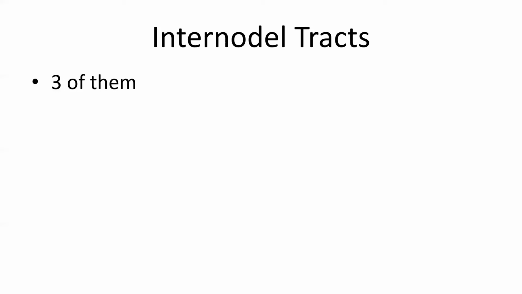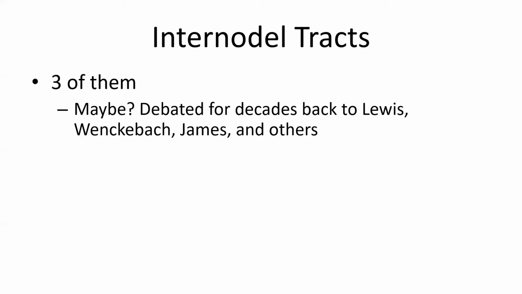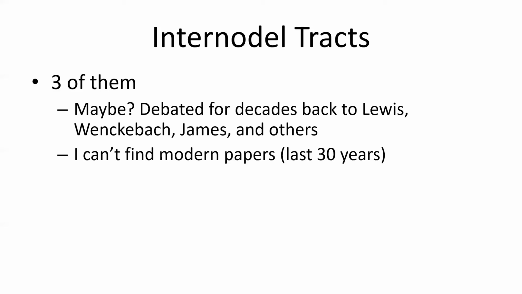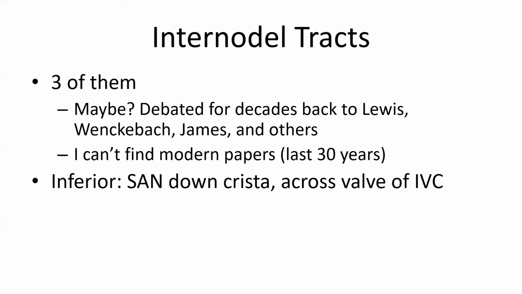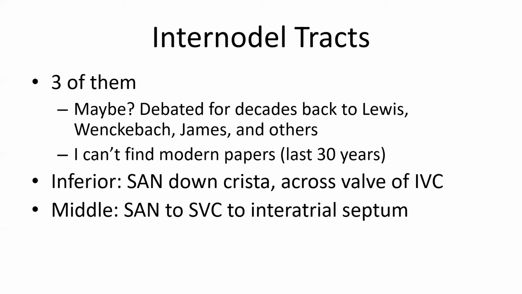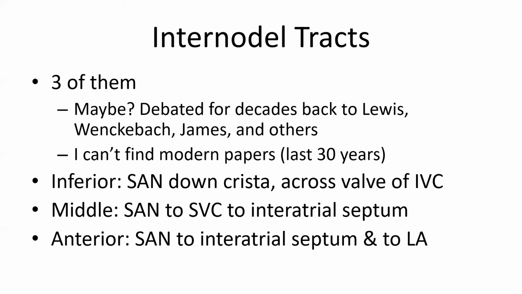So connecting the sinus node to the AV node are the internodal tracts. Well, maybe. This has been debated for a very long time with some heavy hitters weighing in. The problem is I can't find any modern papers describing either the support or refutation of the existence of these tracts. So I just have to leave it at that. But I will say that classically the inferior tract is described as projecting from the sinus node down the crista, which actually sounds like this paranodal area that was just recently discovered. The middle goes across the SVC to the intra-atrial septum, and the anterior crosses over to the left atrium.